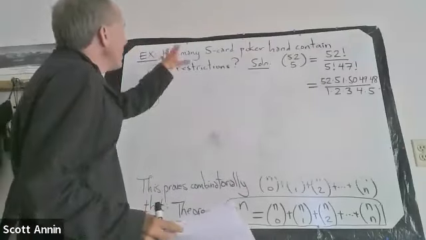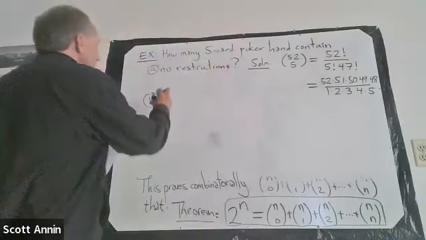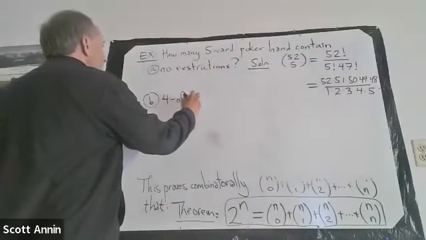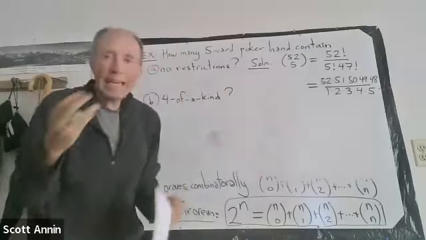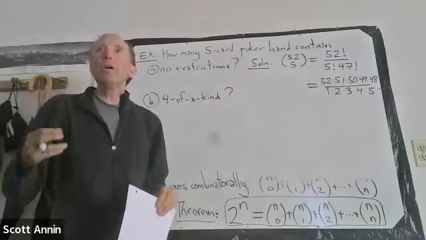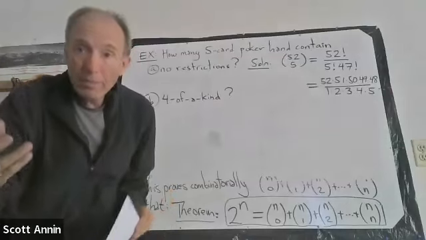Okay, let's try another example. How many 5-card poker hands contain 4 of a kind? So that might be 4 kings or 4 aces.